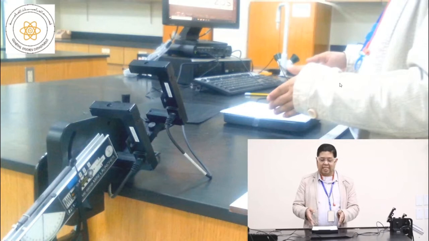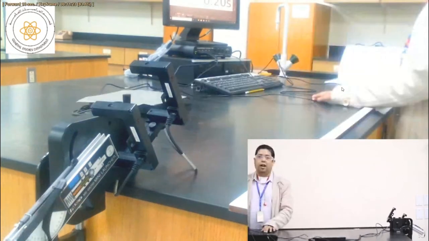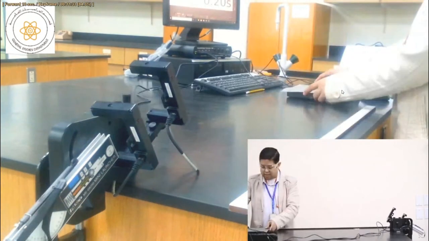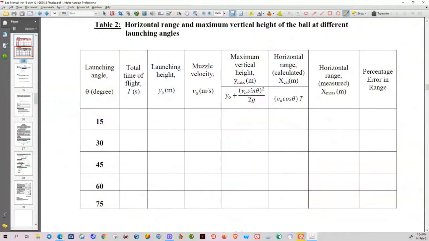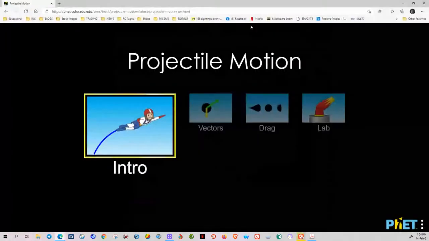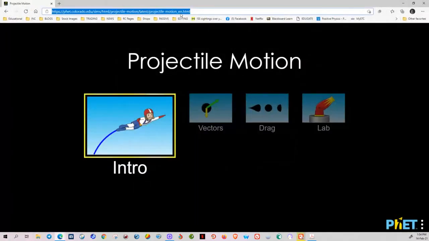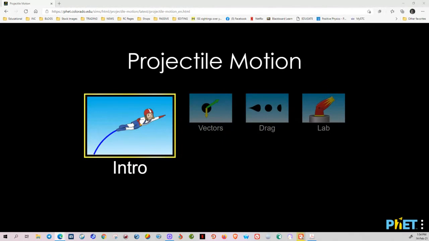setup that we have. Instead, we are going to do this experiment by simulation. So I'm going to close this video now, and I'm going to show you the simulation that we are going to use. So this is the simulation that we are going to use, and I want each of you to go to this link. I'm going to paste the link on the chat. There you go. Just click on this link.